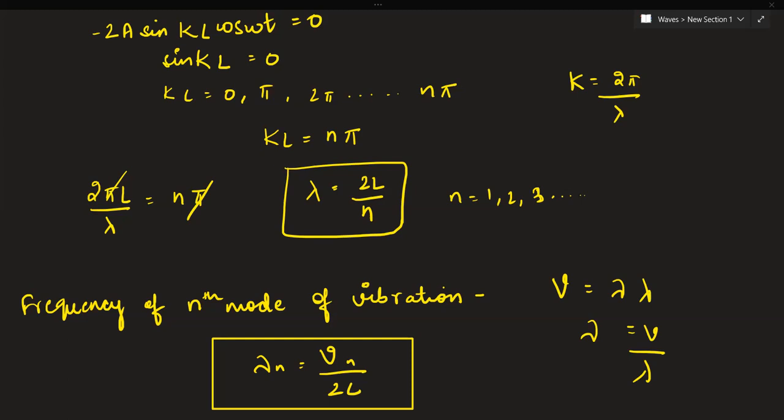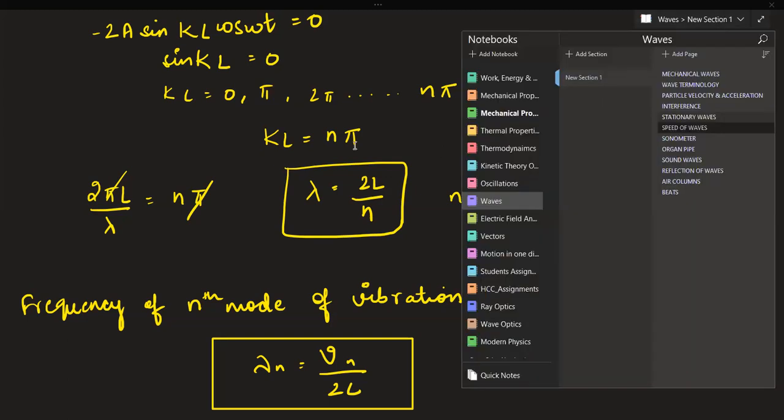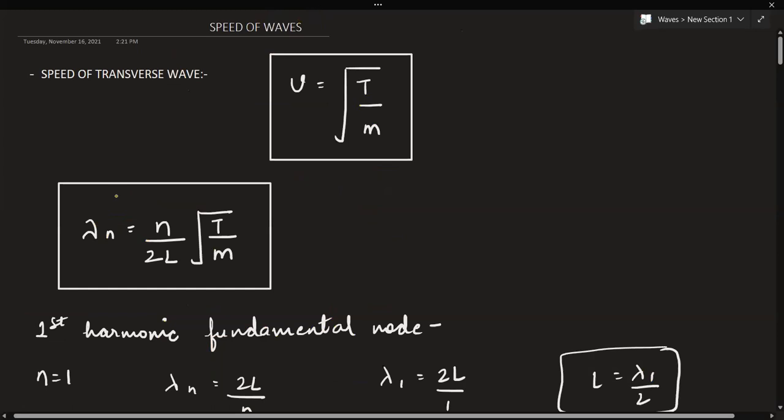Yes, ma'am. Okay. Now see the formula for the speed in a string, in a transverse wave. This is given by V is equal to... this is the speed of transverse wave in a string. So V is equal to under root T by M.